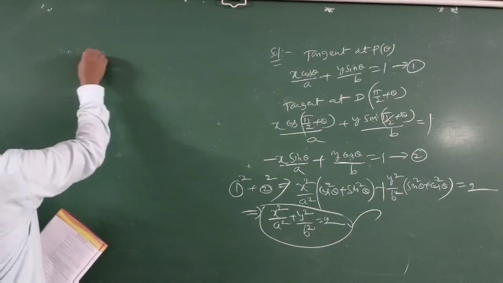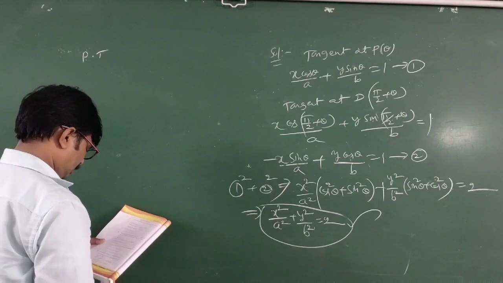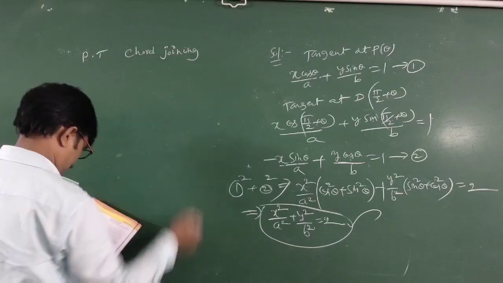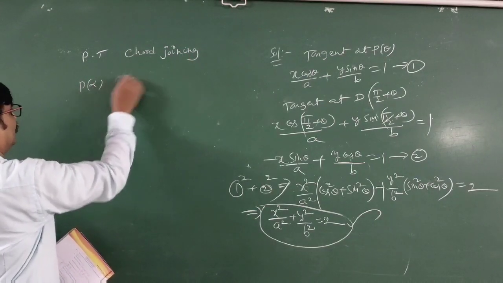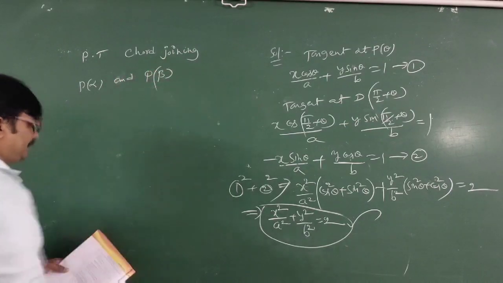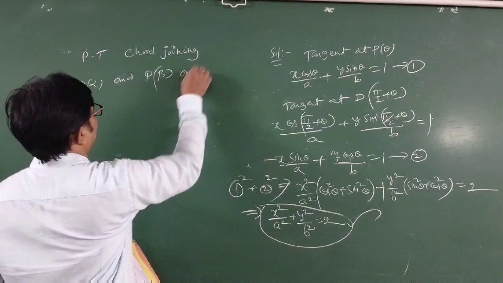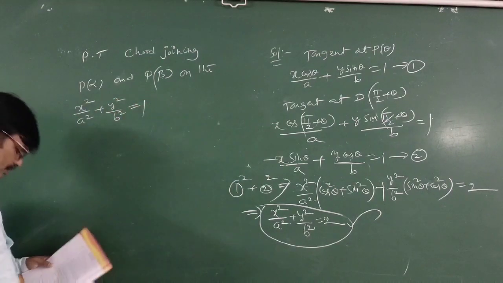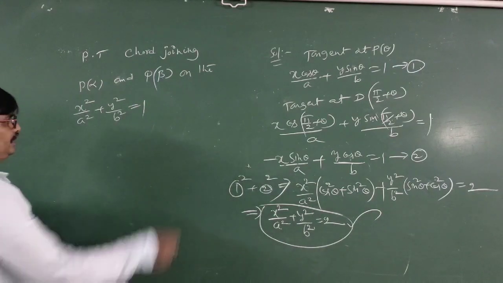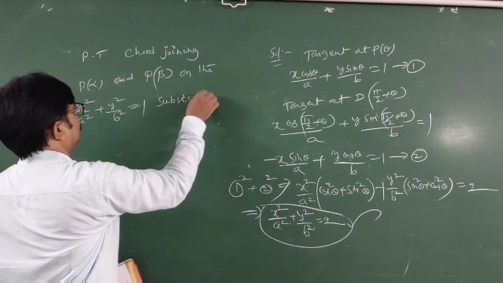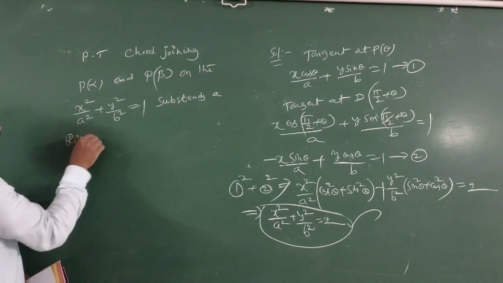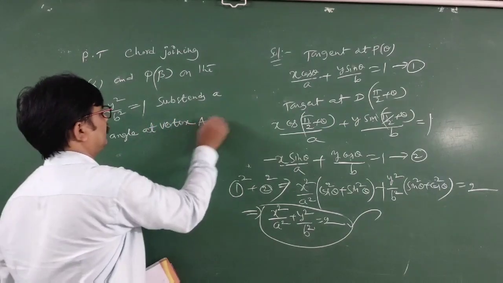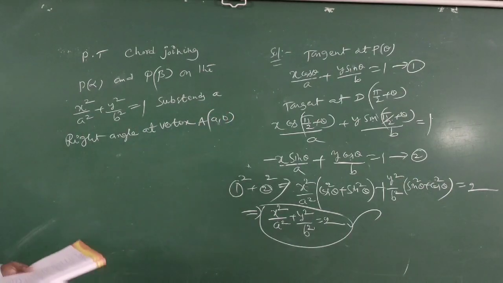Prove that the chord joining P alpha and Q beta on the ellipse x square by a square plus y square by b square equal to 1 subtends a right angle at the vertex (a, 0).